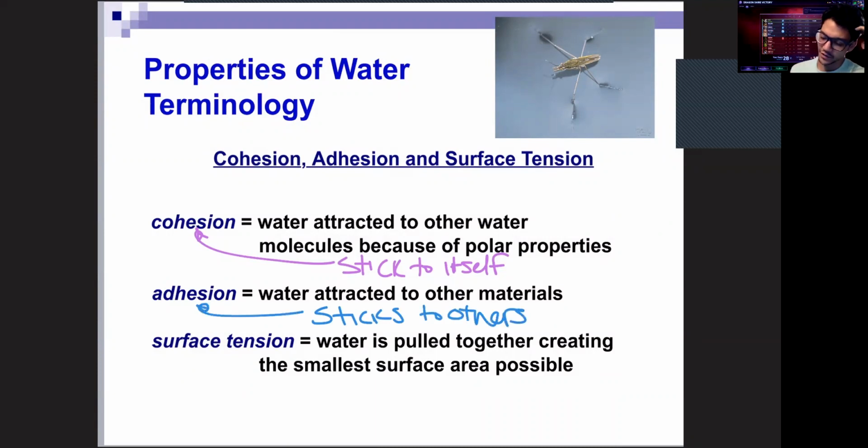And surface tension is the combination of cohesion and adhesion. Water is pulled together, creating the smallest surface area possible. And that's why this is possible right here.